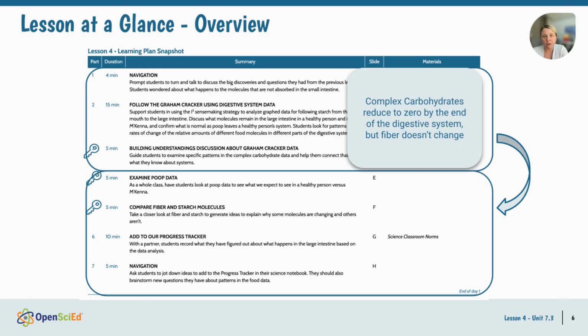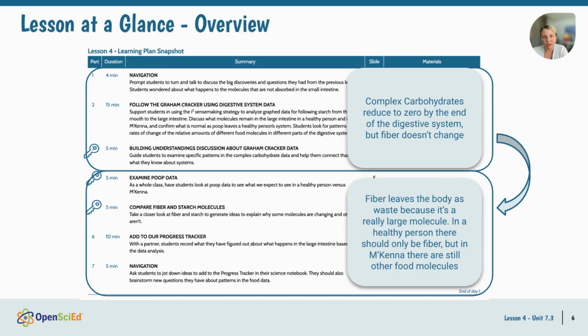Yep, poop for a healthy person. We realize that it's mostly water and fiber, which makes us ask, what does a fiber molecule look like that it actually comes out of our body as waste? We figure out that they are thousands of times larger than starch, and we update our progress trackers to identify what we figured out so far in Lesson 4.